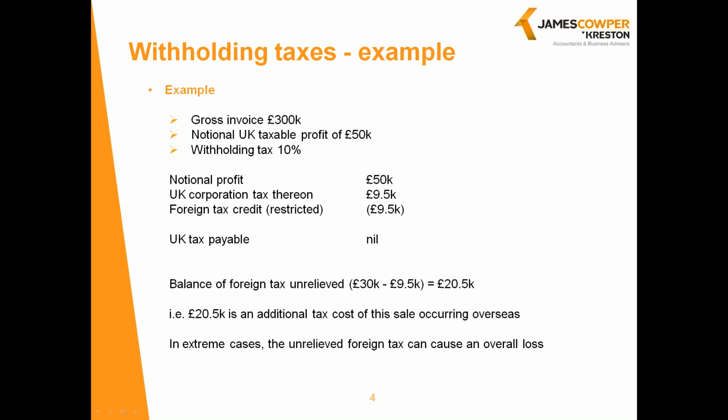In the example, we can see that a £300,000 sale has resulted in a taxable profit of £50,000. However, withholding tax of £30,000 is withheld from that £300,000 sale. As this amount is calculated on turnover, we have an additional overseas tax cost of £20,500 directly as a result of providing the sale in that particular country.